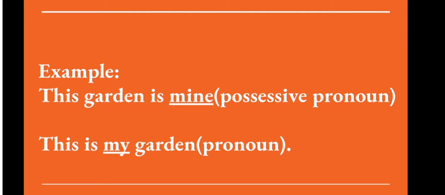I hope you understood the sentence. Once again, I'll say possessive pronouns show when something belongs to someone, and they can stand alone in a sentence. That is, they are not supported by any noun. Like the example, this garden is mine. I hope you understood.